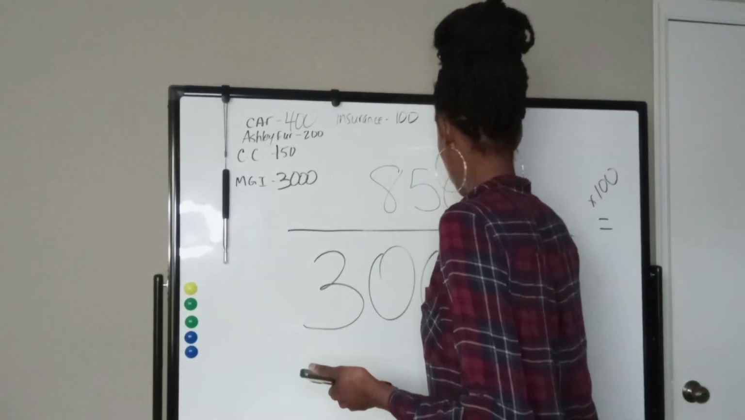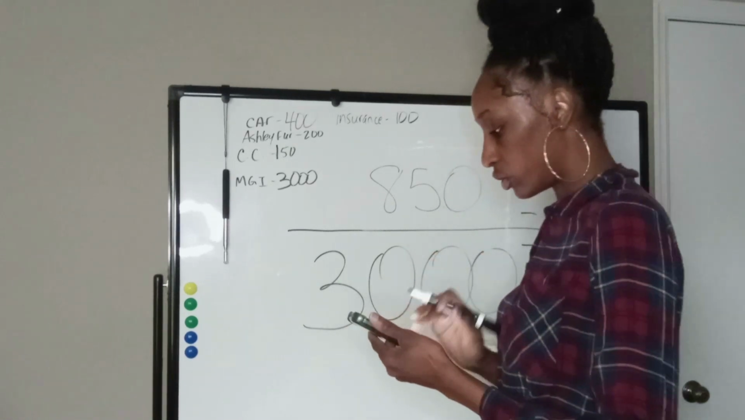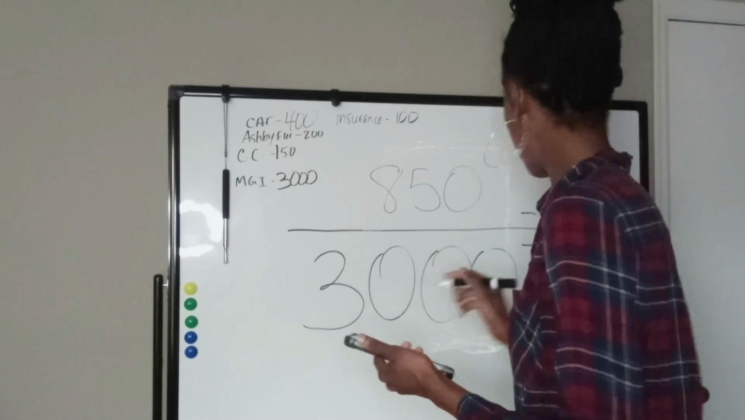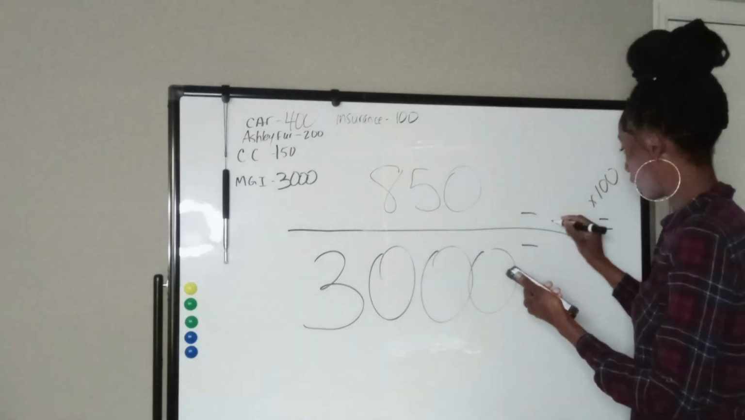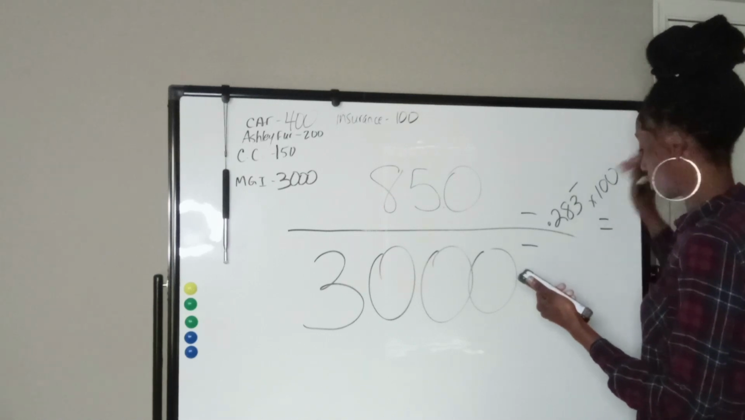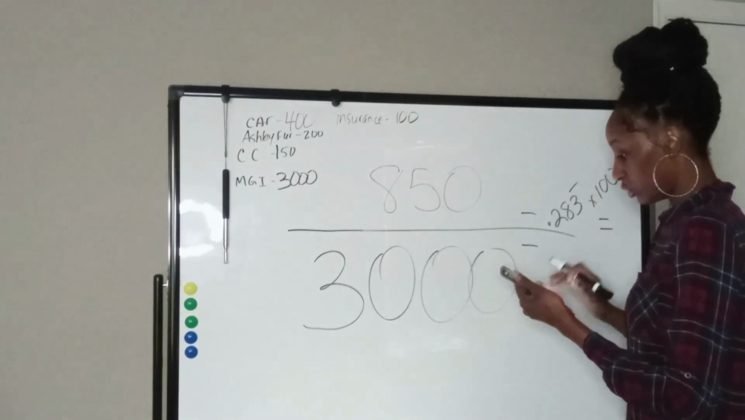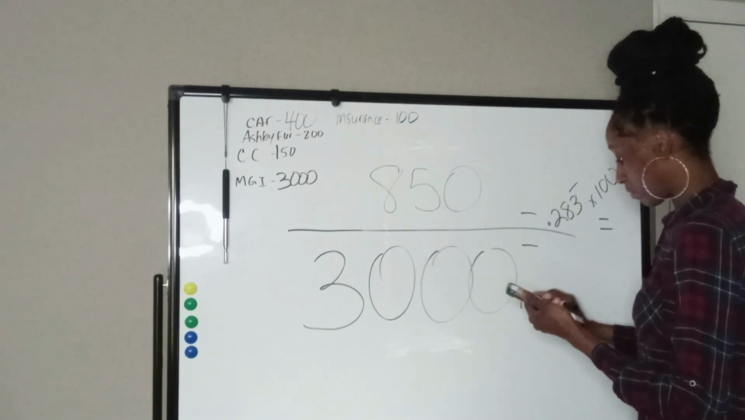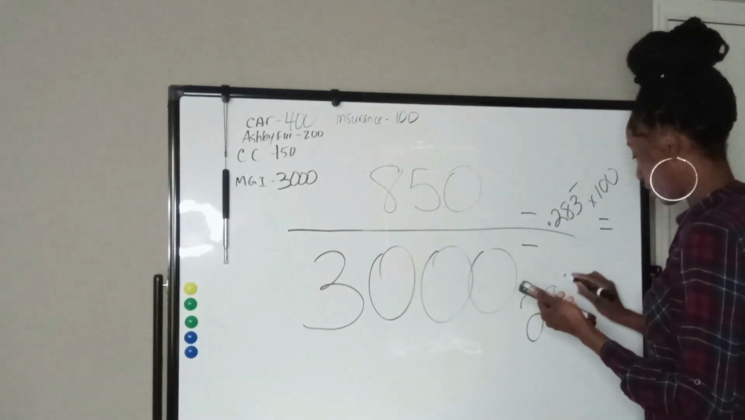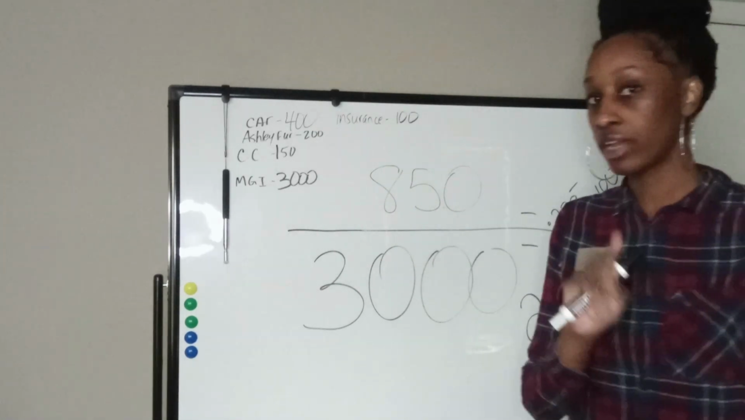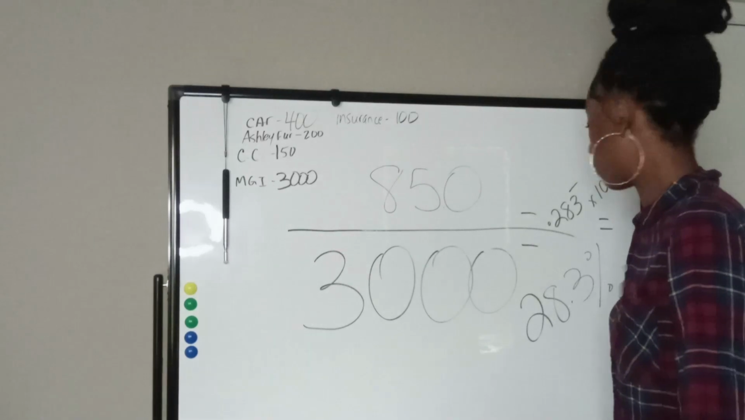Okay, so what we're going to do is take $850 divided by $3,000, and we're going to get 0.283333. So the 3 keeps going. Then you will multiply that by 100, and that's going to give you 28.3%.